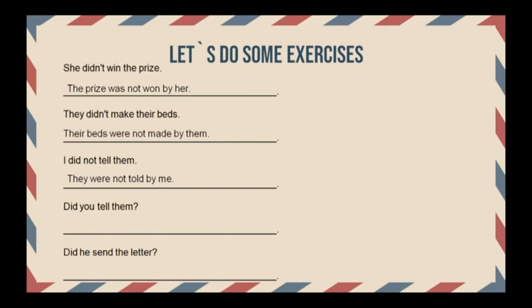Next one is in interrogative form. You have the question mark at the end. So, did you tell them? Your passive sentence has to be in an interrogative form as well. Did you tell them? Were they told by you?